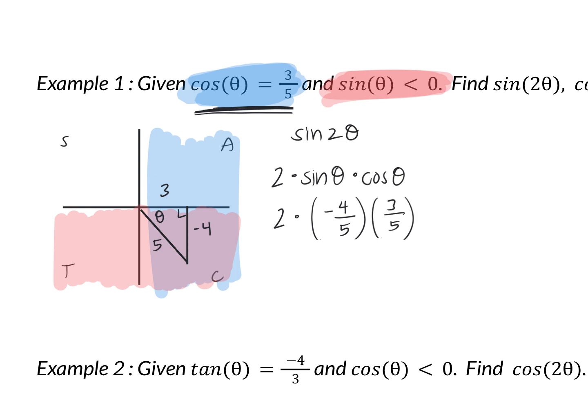And now we just got a little bit of an algebra problem. So I got to multiply across the top and the bottom. When I multiply across the top, 2, negative 4, and 3 is going to give me negative 24. And then what am I going to get in the denominator? 25. Okay, so that is sine of my double angle using my formula.